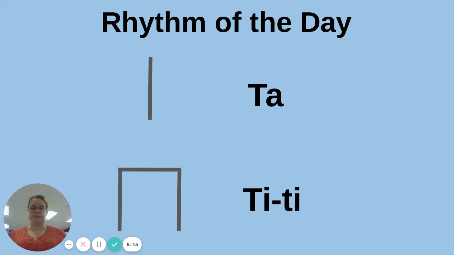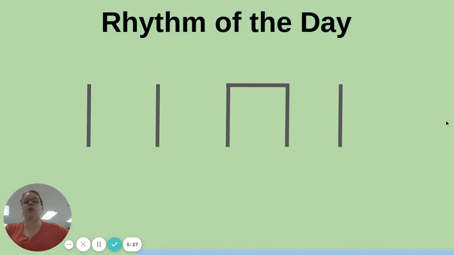So we have ta, ti-ti. Okay, ti-ti is faster than ta. You can fit two ti-tis inside the same amount of space that a ta takes up. And we'll see what that looks like when we go to our next page for our rhythm of the day.